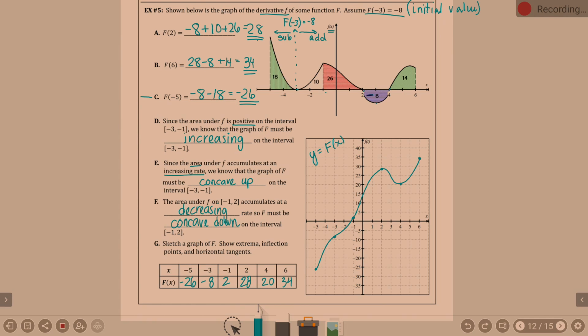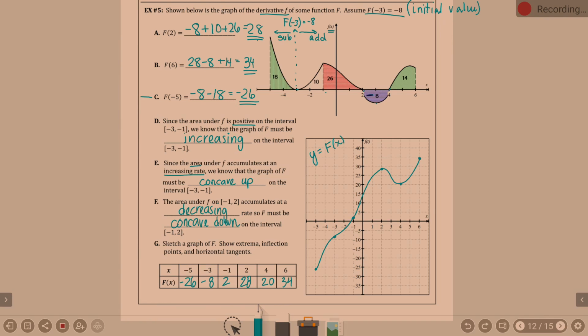Okay. We talked about, and along the way I mentioned, an inflection point. Any place we change from concave up to down or vice versa, it's an inflection point. Extrema are your mins and maxes. We have some of those, right? I see a max, I see a min. Horizontal tangents. Where do horizontal tangents occur? -3, -8. 0.